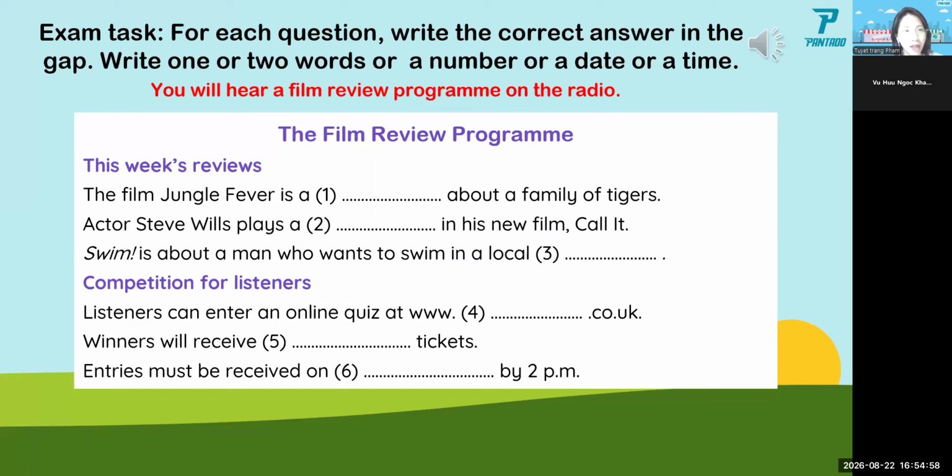Okay, now, exam task. For each question, write the correct answer in the gap. Write 1 or 2 words, or numbers, or day or time. You will hear the film review program on the radio. This is about the film review program. Track 7. Listening Part 3. Worksheet 1. For each question, write the correct answer in the gap. Write 1 or 2 words, or a number, or a date, or a time. Look at questions 1 to 6 now. You have 20 seconds. Okay, now do that.